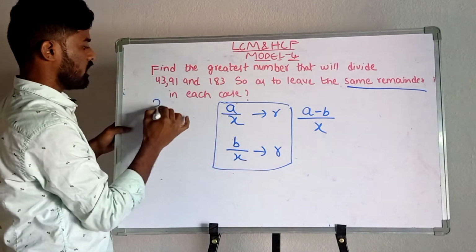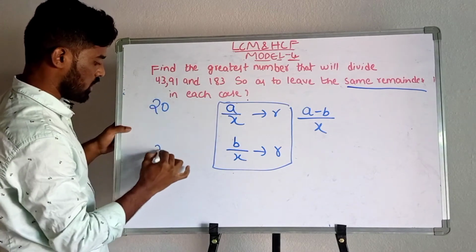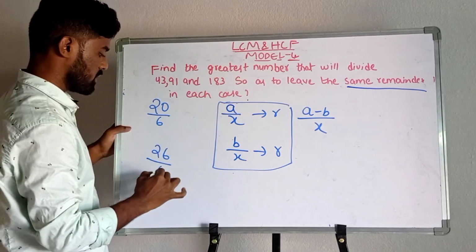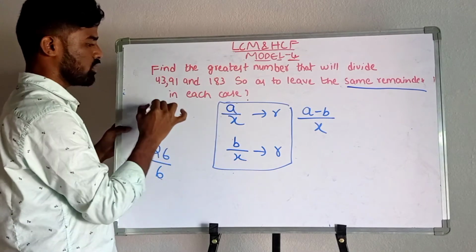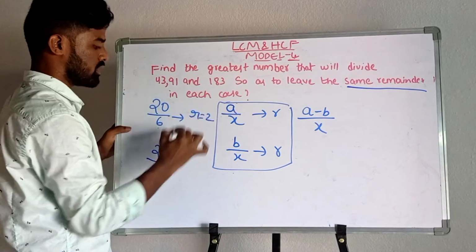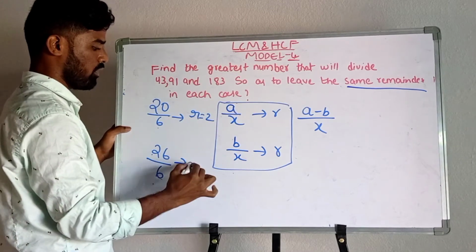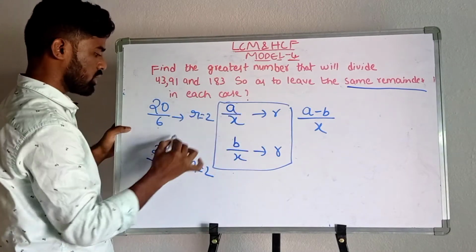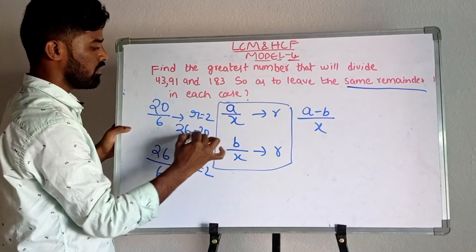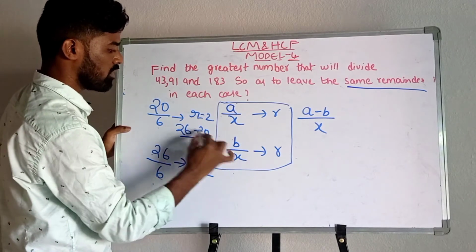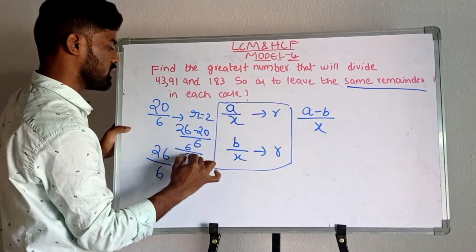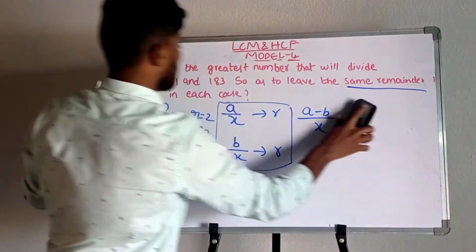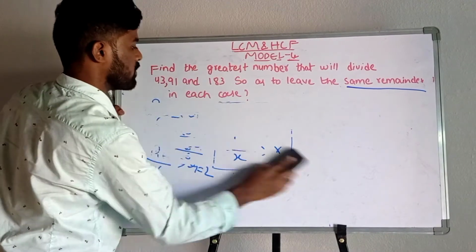Suppose there are two numbers 20 and 26. First we divide each number by 6. Here 6 into 3 is 18, so the remainder is 2. Here 6 into 4 is 24, the remainder is 2. From here we can conclude that 26 minus 20 is completely divisible by 6. 26 minus 20 is 6, and 6 is completely divisible by 6. Now we apply this concept for solving this type of problem.